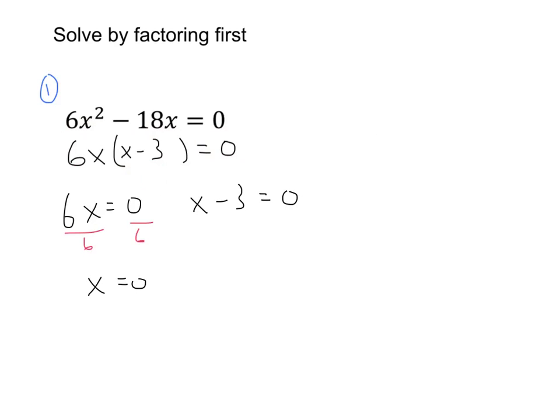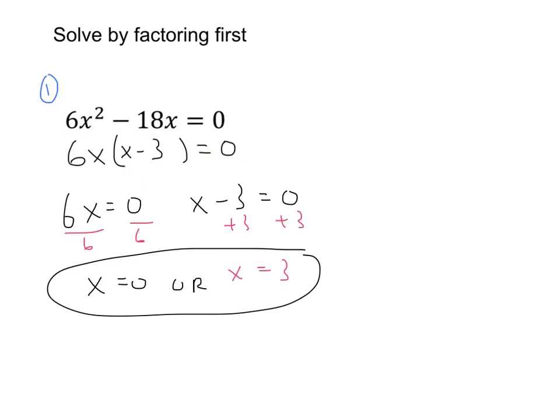On the other one, I could add 3 to both sides, and we get x equals 3. So the two solutions are 0 and 3. And I can write this like this: x is either equal to 0 or it's equal to 3.